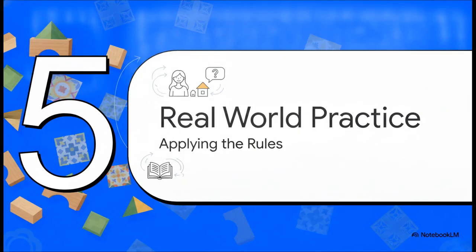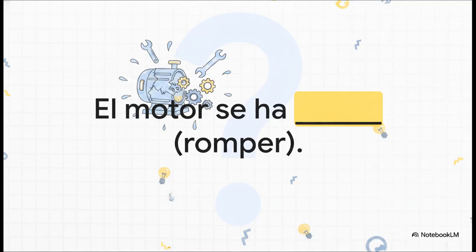Section 5. Real-world practice. All right, you've got the foundational blocks, you've got the irregular decorative pieces. Now it is time to pivot and apply what we've actually built. Let's do a quick interactive test based on a real story directly from our source text about a girl named Laura and her family.